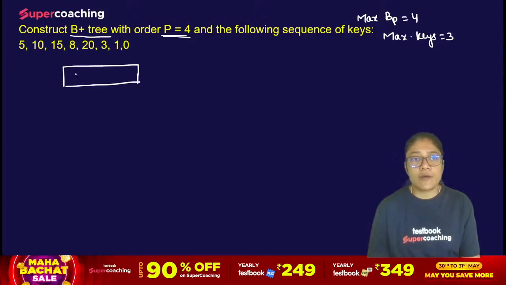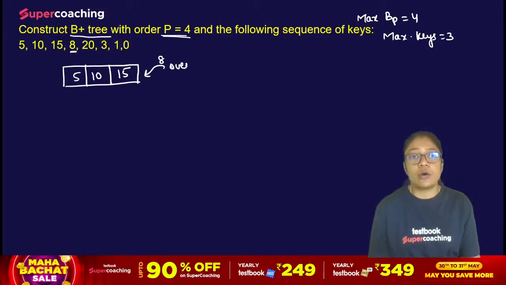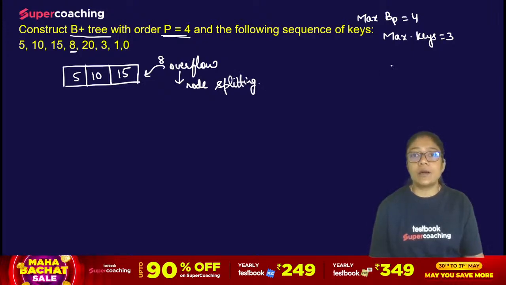कोई problem नहीं है. 5 आया, no issue. 10 आया, कोई problem नहीं है. 15 आया, कोई problem नहीं है. Now next element 8 is coming up. When it's a case of overflow, then we'll go for node splitting. This is a case of overflow, so we are going for node splitting. Now, in this case, node will be split on the basis of what? 5, 8, 10 and 15.